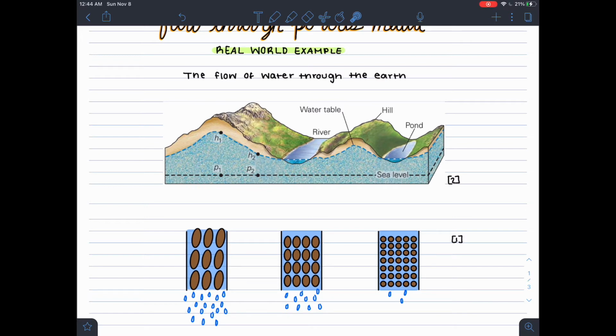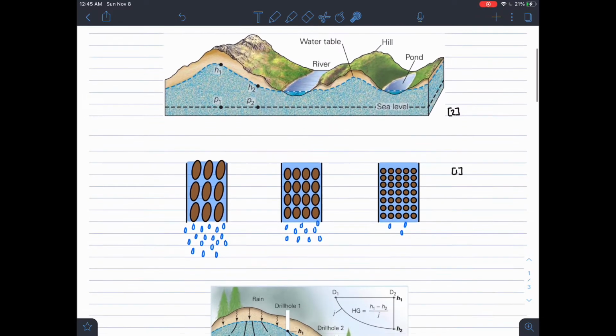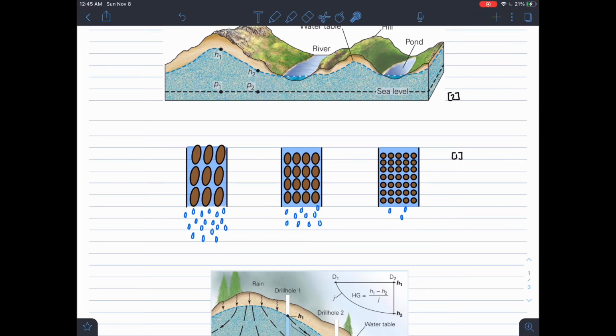Now, there's a lot we can go into to explain why water moves this way in the ground. However, that will take longer than 4 minutes. We will just focus on how the water moves through the ground. The rate at which groundwater flows at a given location depends on the permeability of the material containing the groundwater. The groundwater flows faster in more permeable material than it does in less permeable material.